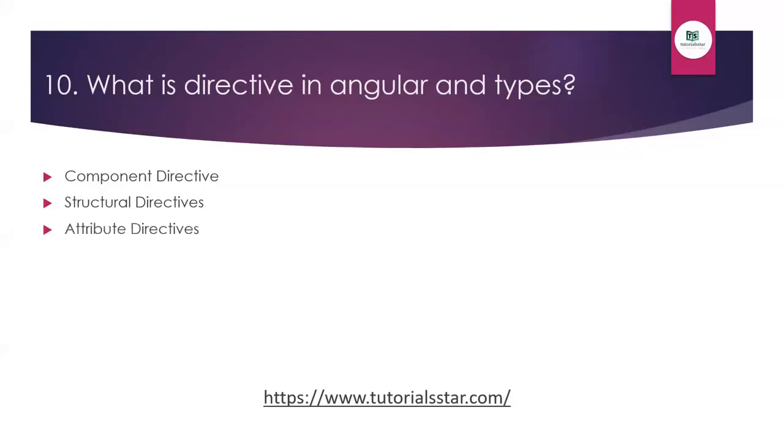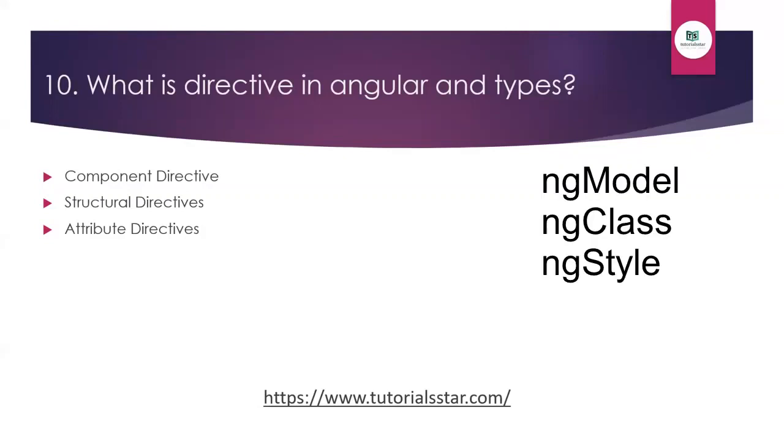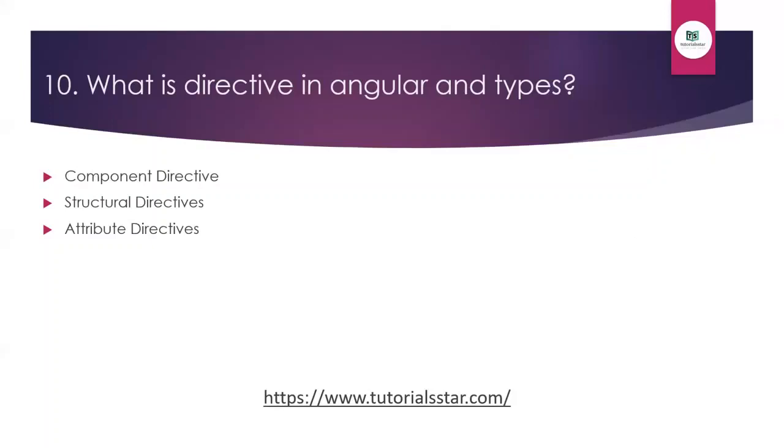Next, we have attribute directives. Attribute directives are used to style your application. They can change the appearance and behavior of an element. These directives include ngModel, ngClass, and ngStyle. With the help of these, you can dynamically bind a class on a condition basis or from the TypeScript code. So you can use these directives as per your need.